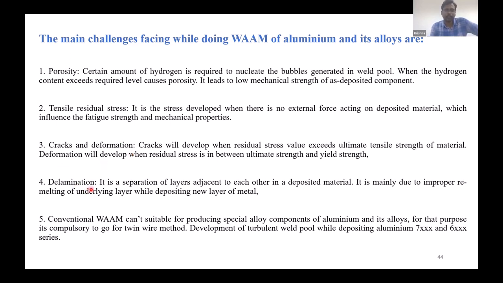Delamination of the layers is because of improper current conditions. If we select less than 400 amperes and so on, then these delamination conditions will occur. Some specific alloys, like the 7 series and 6 series, if we work with them, precipitates can form, and these can become sites for initiating cracks or residual stresses.